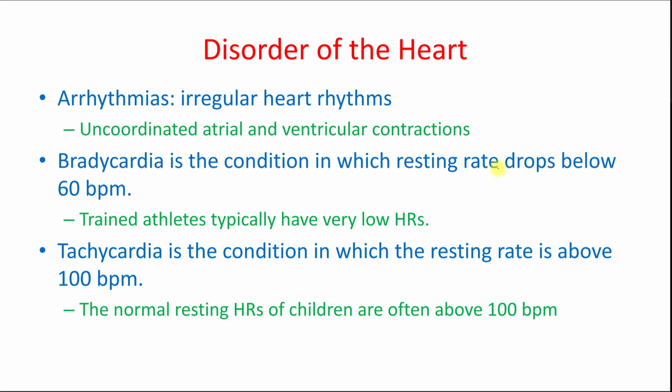Now, for the conduction system and the rate of contractions, sometimes we will have arrhythmias. Those are irregular heartbeats when we have uncoordinated atrial and ventricular contractions. Sometimes it's because of the muscles, sometimes because of the electrical signal. Then we have two conditions, bradycardia and tachycardia. Bradycardia is when we have a low heart rate, below 60 beats per minute. This would come with low blood pressure, maybe low oxygen levels. All of those issues would appear with a low heart rate.